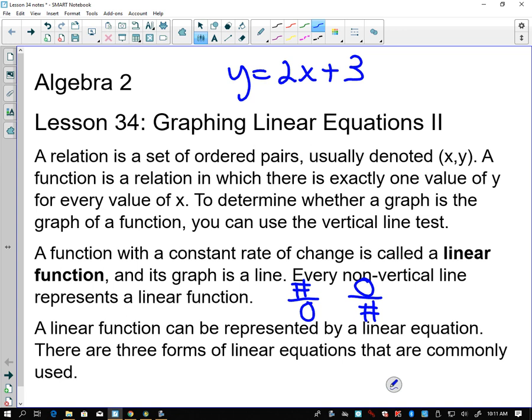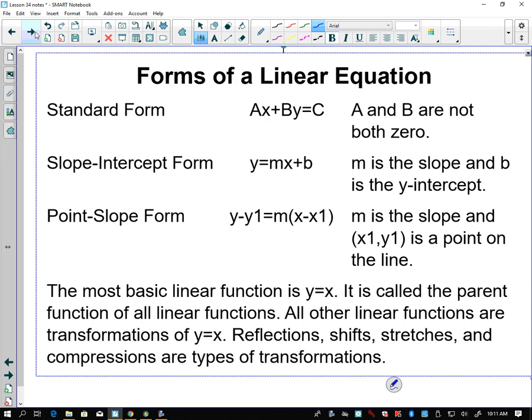Okay? So a linear function can be represented by a linear equation. There are 3 forms of linear equations that are commonly used. We'll see those on our next slide here. All right, we have the standard form of the equation, which is ax plus by equals c. We could have written that as 2x plus y equals 3. Okay? That would be an example of the standard form of an equation.